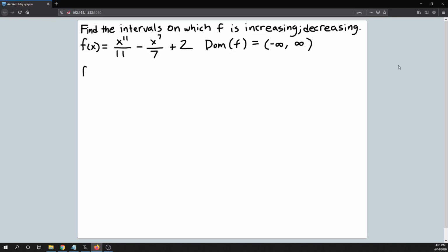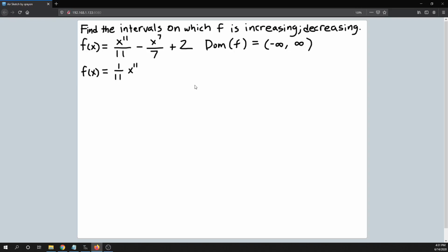It's a little easier if you just rewrite the x to the 11th over 11 as 1/11th times x to the 11th, right? These things are equivalent because if you put this x to the 11th over 1 and then multiply the two fractions, you'll get exactly this. So this and this are the same. The benefit of doing it this way is that we can use the constant multiple rule to take the derivative instead of the quotient rule.